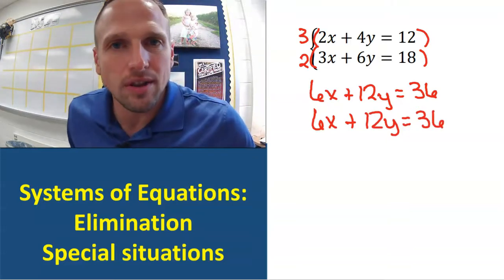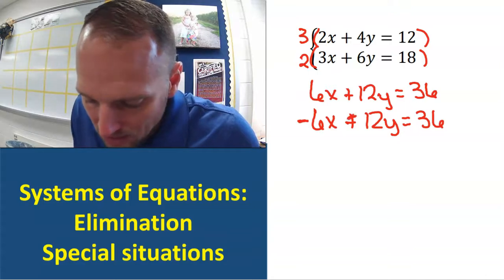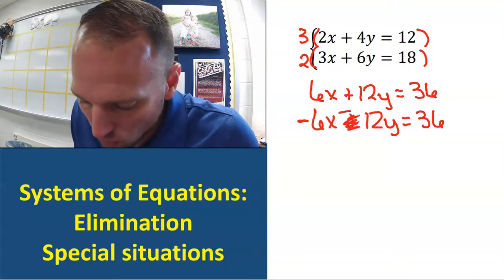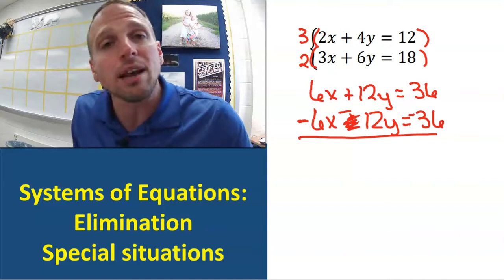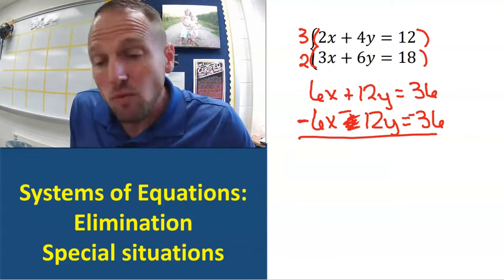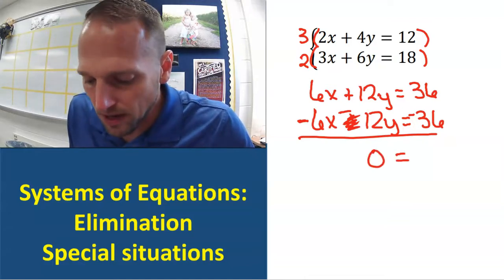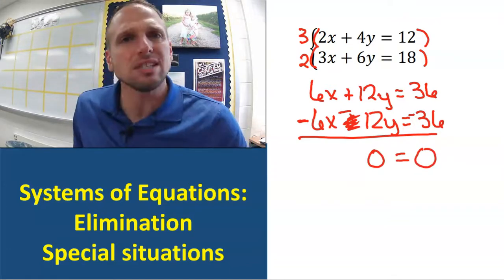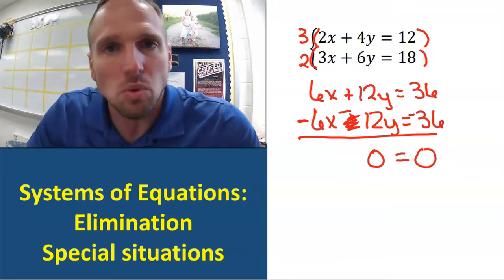Change the signs on either the top or the bottom. I'll choose the bottom this time. Negative 6x, this becomes a negative 12y and a negative 36. All right, let's add them. 6x minus 6x is 0. It eliminates. 12y minus 12y is 0. 36 minus 36 is 0. So I've got 0 equals 0, like literally everything has just disappeared.